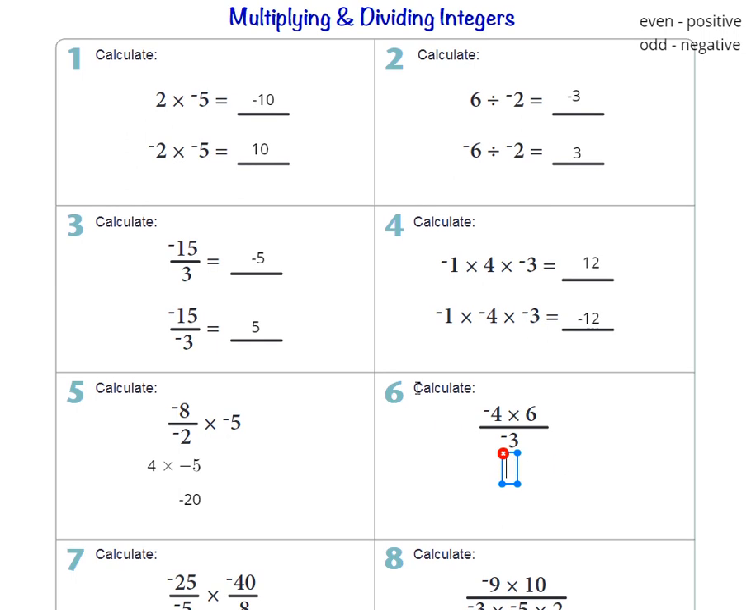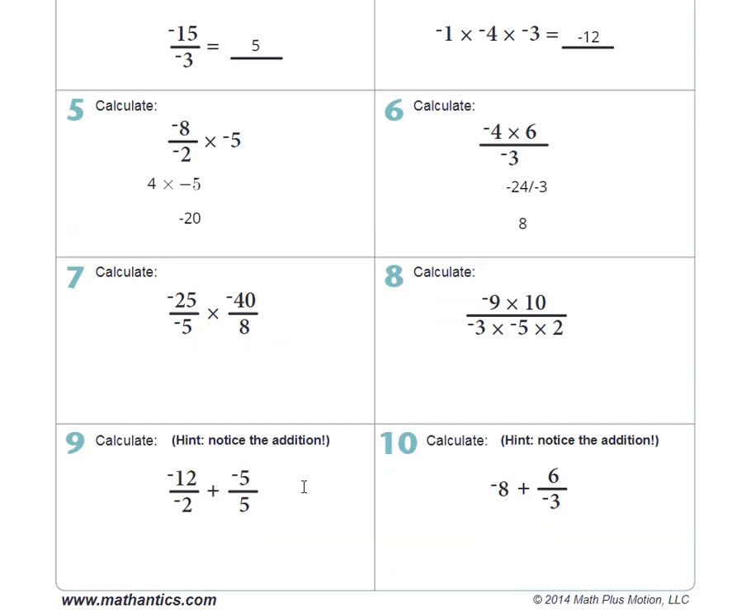Same type of thing here with number 6. I'm going to simplify the top and the bottom and then do the division. So negative 4 times 6. Well, 4 times 6 is 24. 1 negative in the problem makes it negative 24. And then I'm going to put here, I forgot to put it in a fraction, so I'm going to do just a slash, divided by negative 3. And then, now I'm going to do that division. 24 divided by 3 is 8. Negative divided by negative, that's an even number, so the answer is positive.